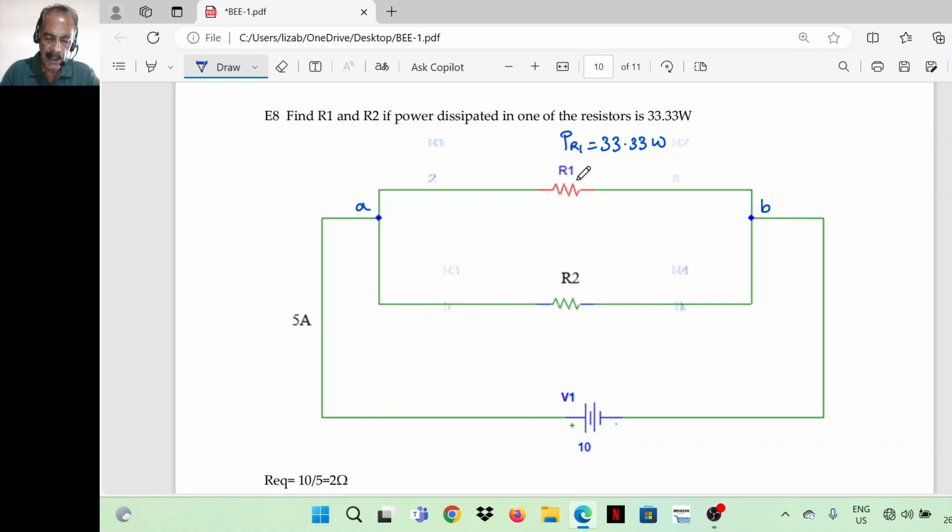So power dissipated in R1 can be found using the equation V square by R. Here V1 square divided by R1 is equal to 33.33. So V1 is 10, that is 10 square divided by R1 is 33.33. So R1 is equal to 100 divided by 33.33, that is 3 ohms.